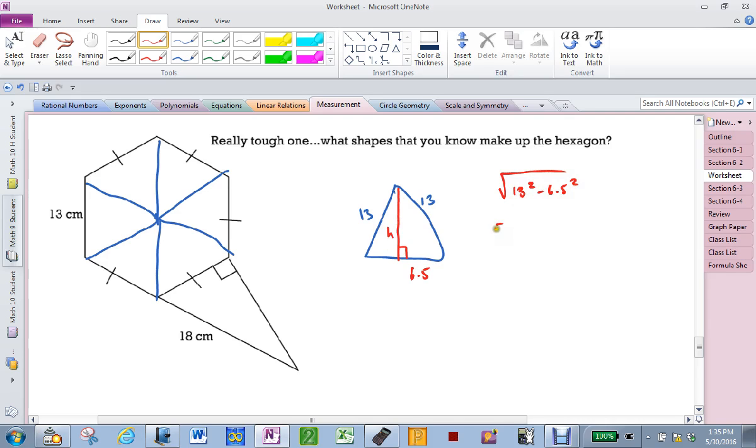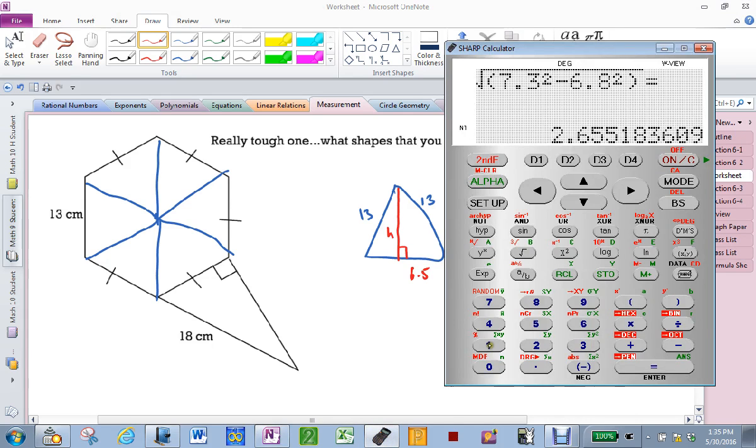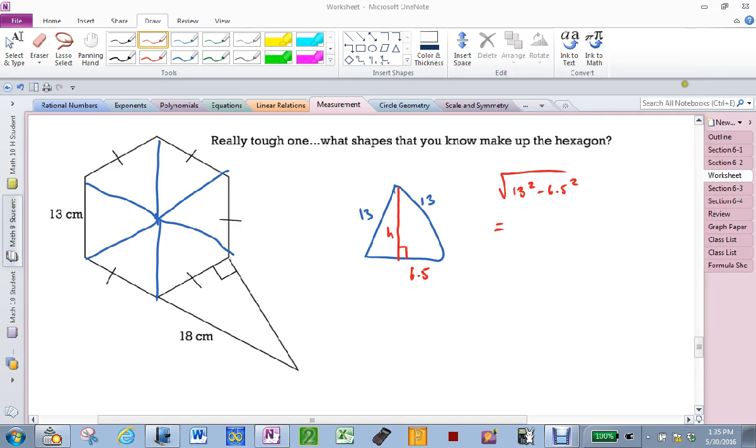So that is the square root of 169 minus about 40, 6.5 squared, equals 11.26. So my height is 11.26.